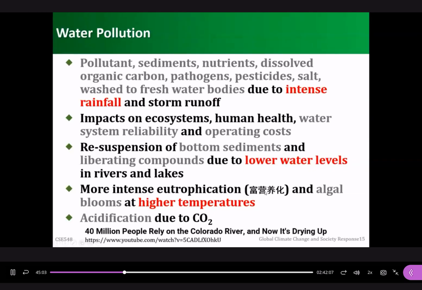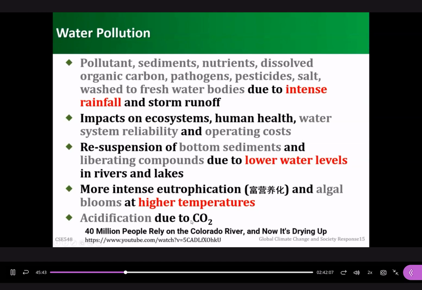And then there's more intense eutrophication and algae blooms at higher temperatures. This is caused by temperature increase. Temperature increase can favor the proliferation of algae, so it will cause eutrophication. Algae blooms are a big problem for some areas, especially sometimes for the city. It can be a safety issue for the city water.